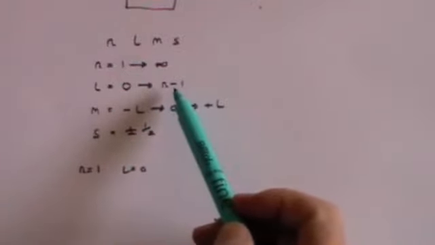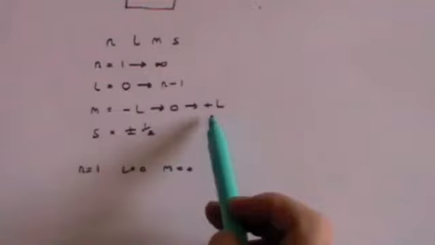And so we saw, I shan't go through this in much detail, we saw that when n is 1, L must be 0, because L is 0 up to n minus 1 and n minus 1 is 0. M must be 0 because M goes from minus L through to plus L and L is 0. And S is plus or minus a half. Consequently, in the first shell for electrons, you can only have 2 electrons, a plus half and a minus half.